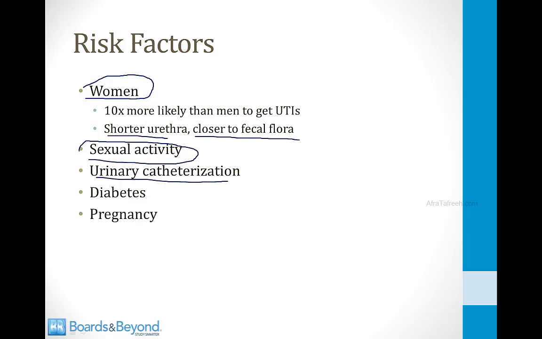Patients who've had a urinary catheter inserted can obviously get UTIs. People with diabetes are more likely to get UTIs, and in fact, if you diagnose a UTI in a man, one of the first things you should think about is that he may have undiagnosed diabetes that set him up for that urinary tract infection. And then women who are pregnant are more likely to get UTIs than women who are non-pregnant.